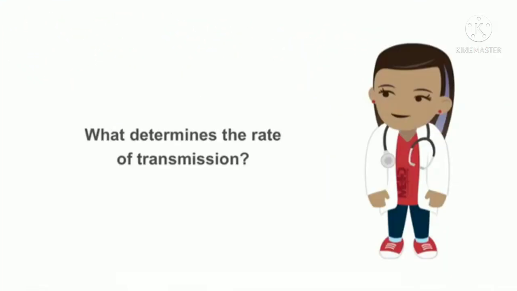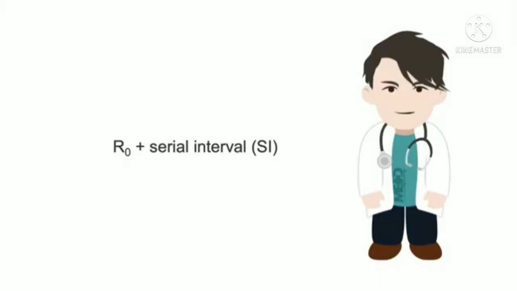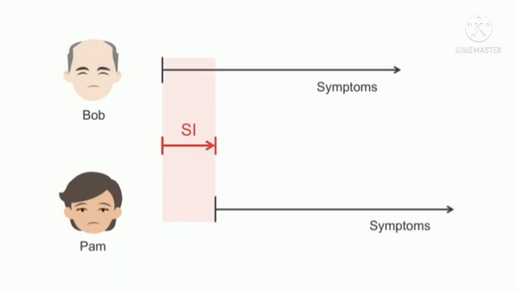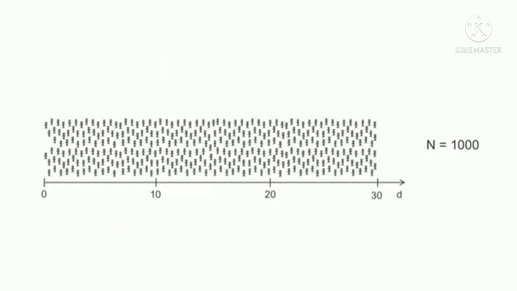So what else do we need to know in order to tell if an epidemic is going to spread fast and wide apart from R0? Well, we need to know what is called the serial interval. What is the serial interval? Well, let's say this guy, Bob, infected this girl, Pam, with the new coronavirus. The serial interval would correspond to the time it takes between symptom onset in Bob to symptom onset in Pam. Essentially, the serial interval is a measure of how fast the disease spreads from one person to the next.